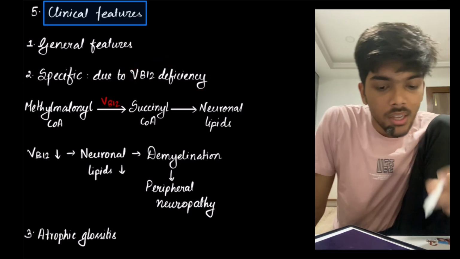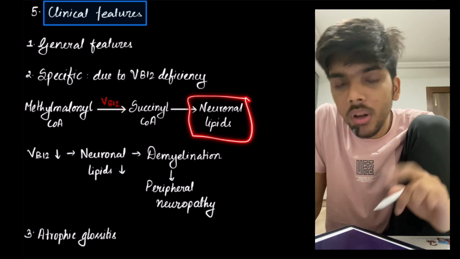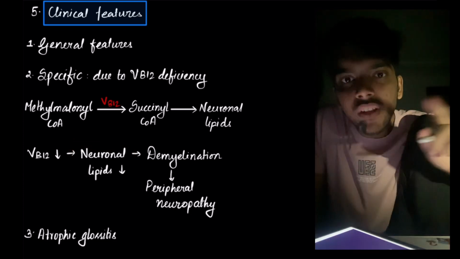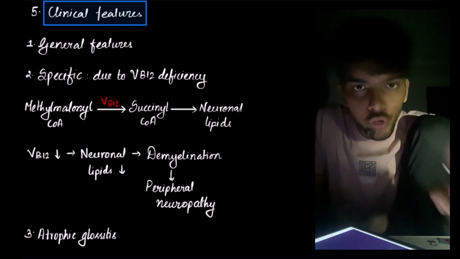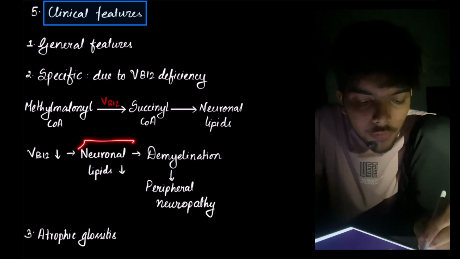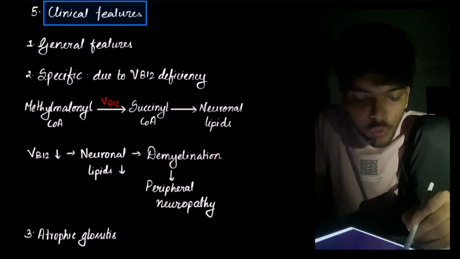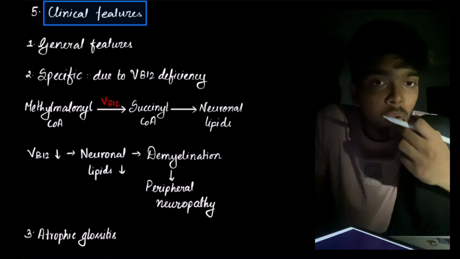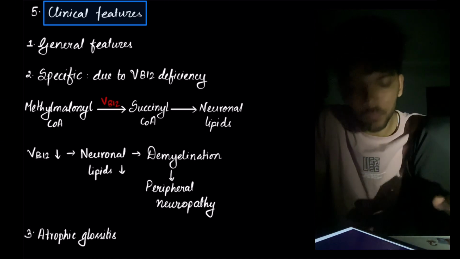Why? See, vitamin B12 is required for the formation of neuronal lipids, and neuronal lipids are what form the myelin sheath of your neurons. So if there is lack of neuronal lipids, demyelination takes place, which leads to peripheral neuropathy. You can also see atrophic glossitis, where the tongue is red, smooth, and beefy.